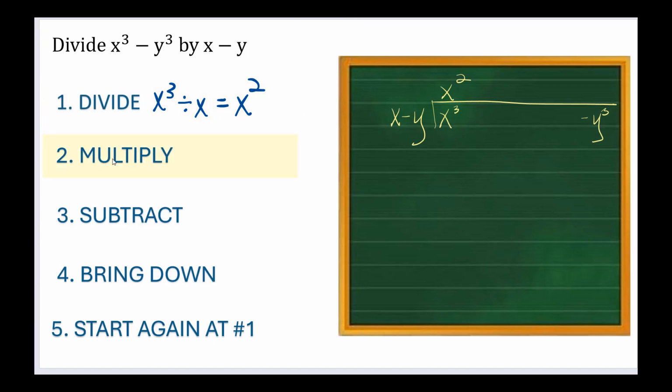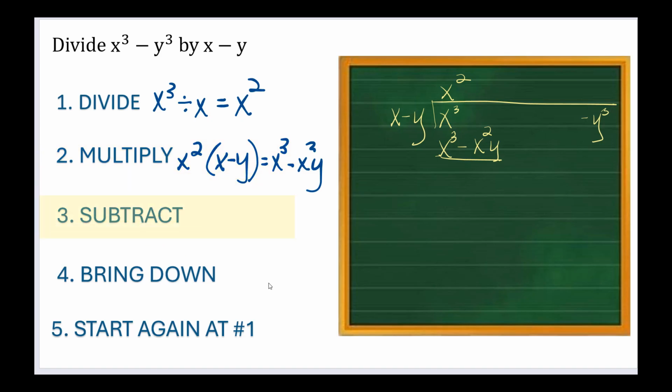And now we're going to move on to our multiplying. So we're going to multiply x squared times the whole thing, x minus y. X squared times x minus y is going to be x cubed minus x squared y. And so we're going to put that down here, x cubed, lining up those like terms, minus x squared y. And now we're going to move down to subtraction. So when we subtract, x cubed minus x cubed is 0. 0 minus negative x squared y is going to be positive x squared y. And now we're going to bring down, but we don't have anything to bring down, so we're going to go back up to the top and divide again.